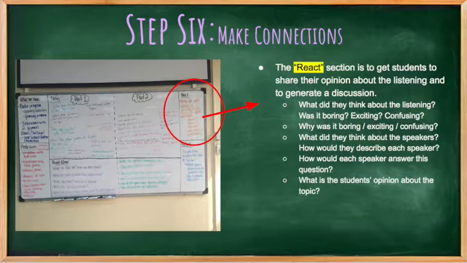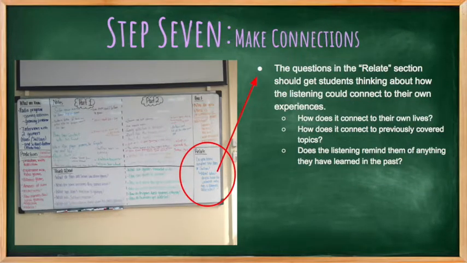While the students are discussing the Think About questions, you can add questions to the React and Relate boxes on the board. These questions are to get students thinking about their own opinions about the listening and how the topic of the listening could relate to their own experiences. You can spend as much time as you want on these questions. Remember, there is still the Make Inferences section that needs to be completed for Listening 1, which usually takes about 7 to 10 minutes to complete.